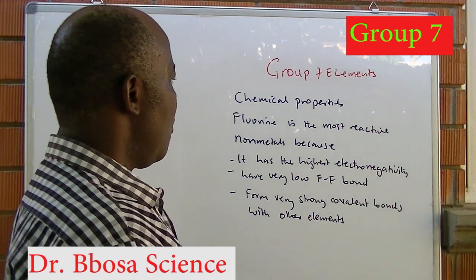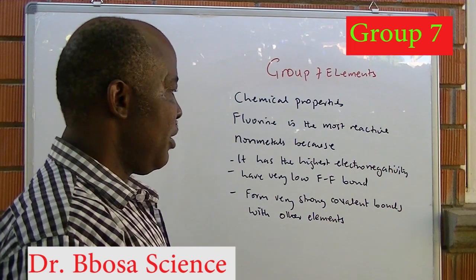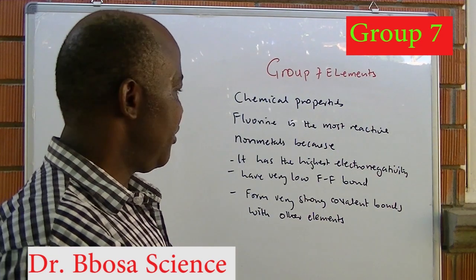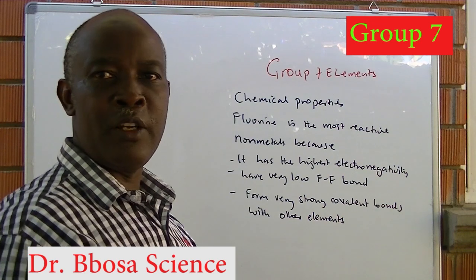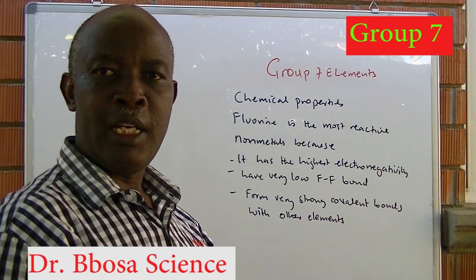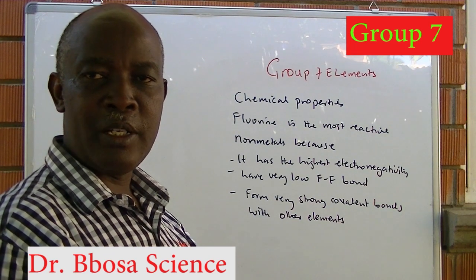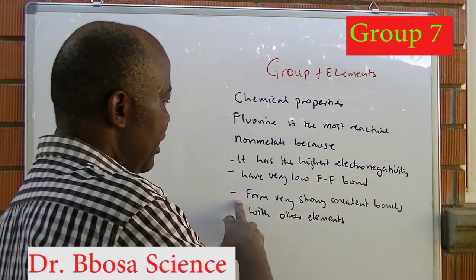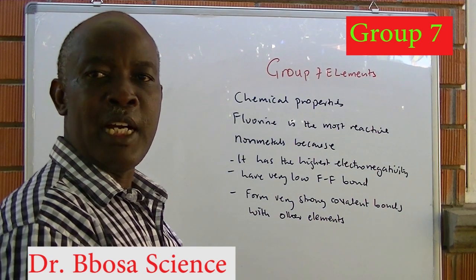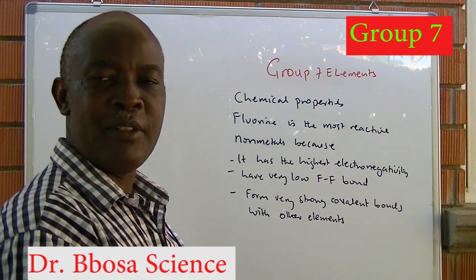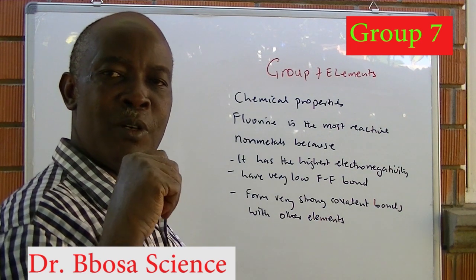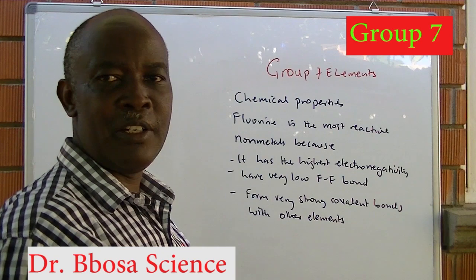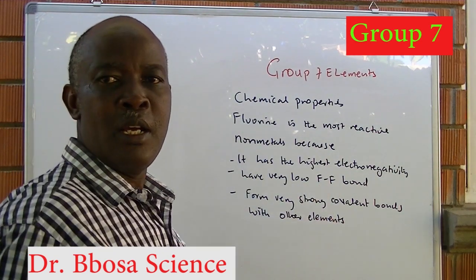Chemical properties: fluorine is the most reactive nonmetal. Reason: it has the highest electronegativity and a very low fluorine-fluorine bond. A reaction is the breaking and formation of a bond. If the bond fails to break, the reaction will not take place. Also, fluorine forms a very strong covalent bond with other elements. It means that when fluorine reacts, it releases a lot of energy, and yet it has a very low fluorine-fluorine bond, so the energy given out during the reaction can easily break the fluorine-fluorine bond.